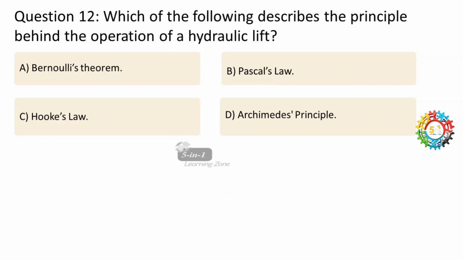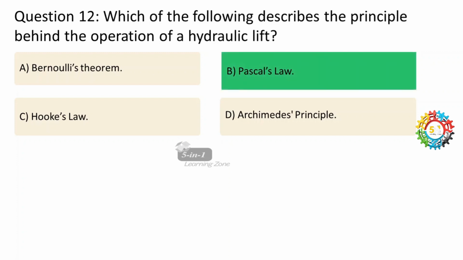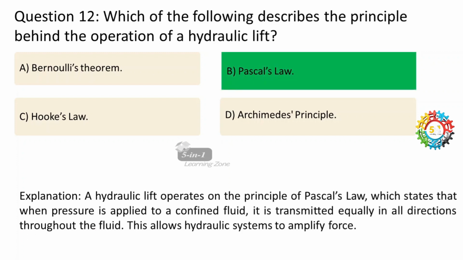12. Which of the following describes the principle behind the operation of a hydraulic lift? Answer: B. Pascal's law. Explanation: a hydraulic lift operates on the principle of Pascal's law, which states that when pressure is applied to a confined fluid, it is transmitted equally in all directions throughout the fluid. This allows hydraulic systems to amplify force.